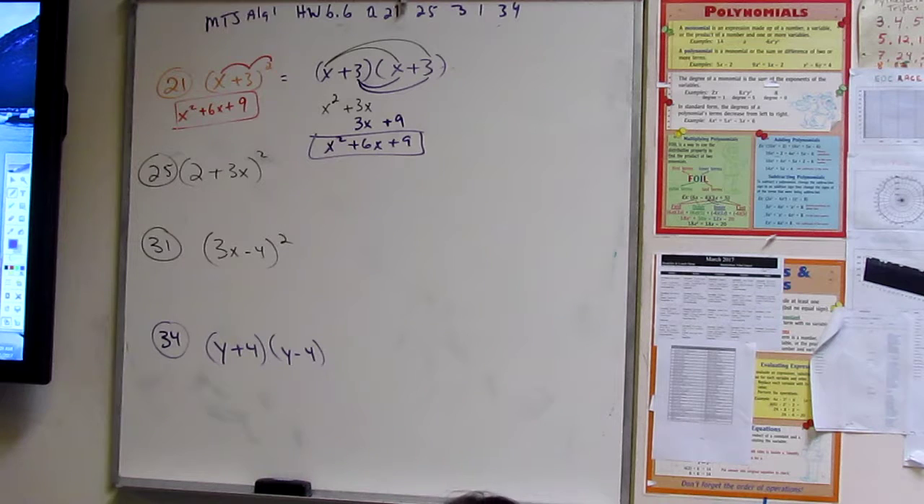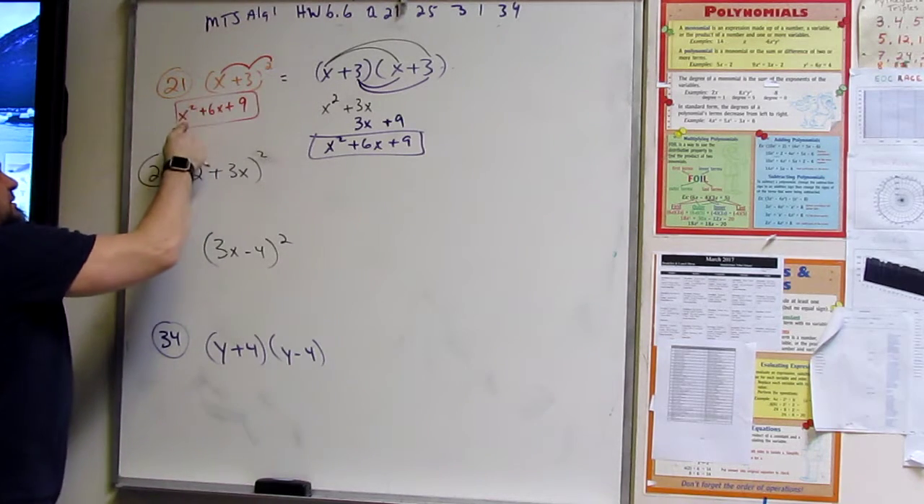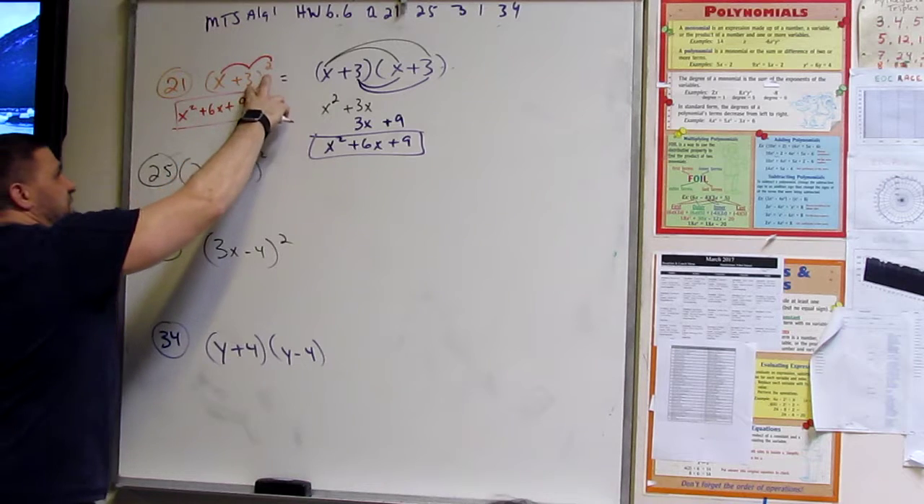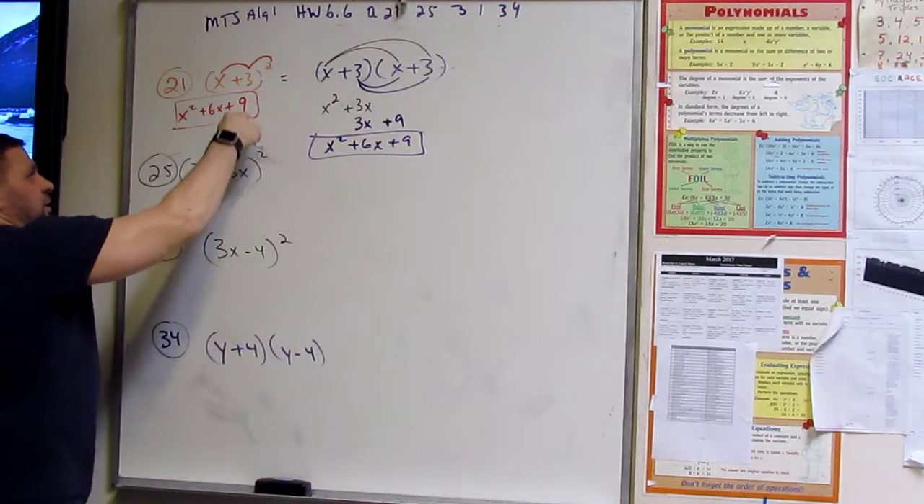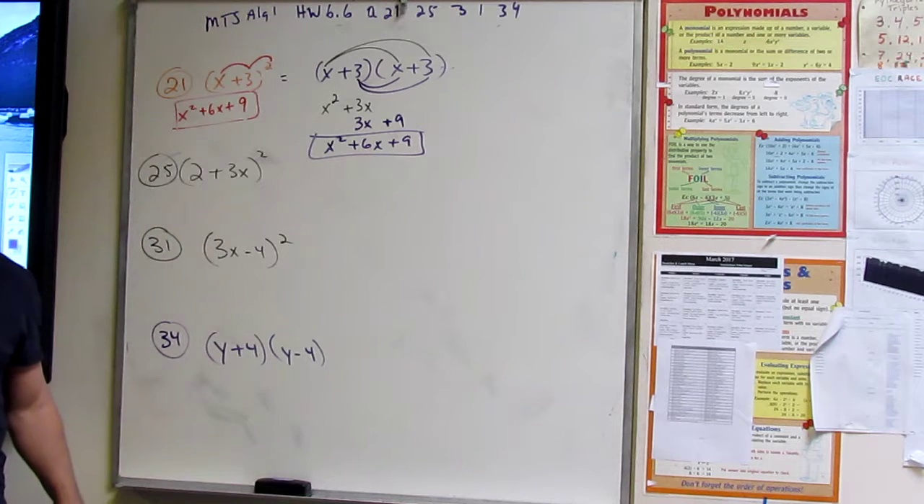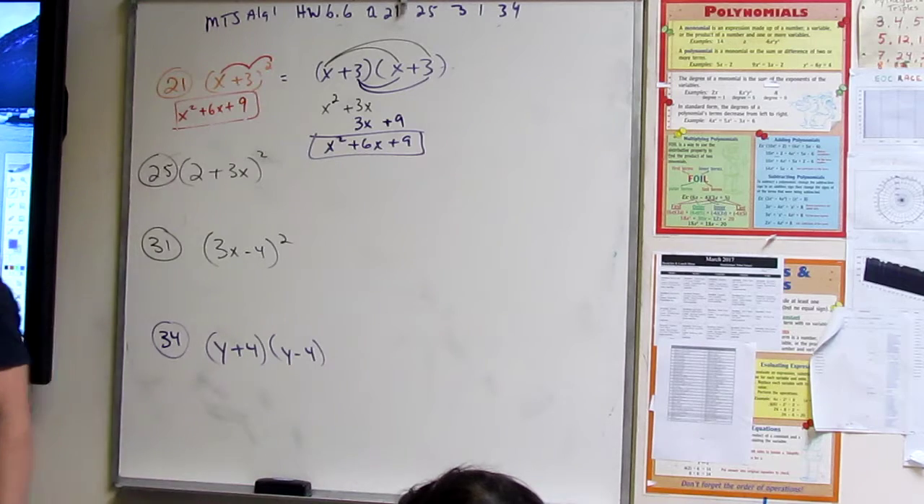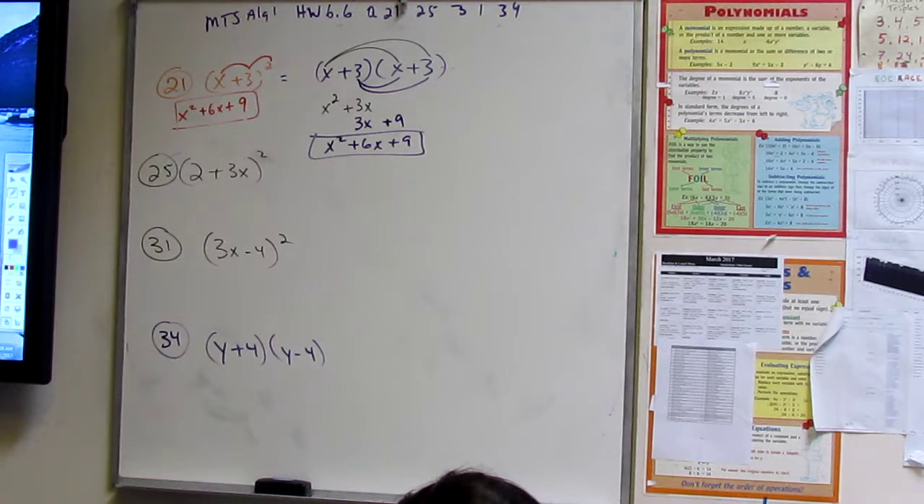Same thing. Run that back. It only works when it's a square. Alright? So, what's x squared? X squared. What's 3 squared? 9. What's 2 times 3 times x? 2 times 3 is 6. 6 times x is 6x. Bam. Works every time. If it's a square, it's a trick. It's not a method. It's a trick.